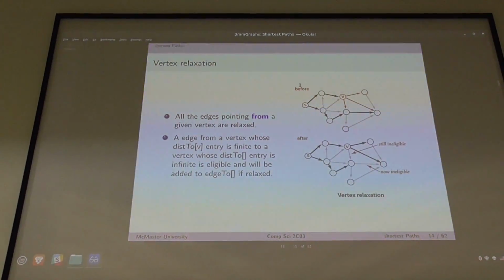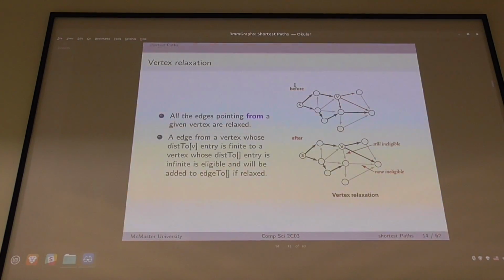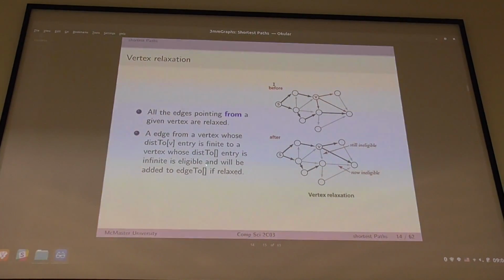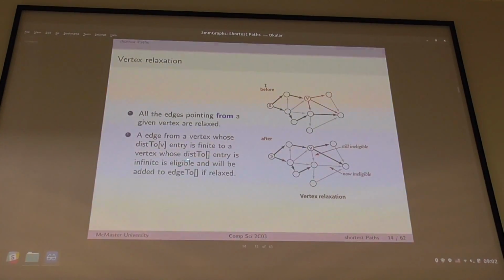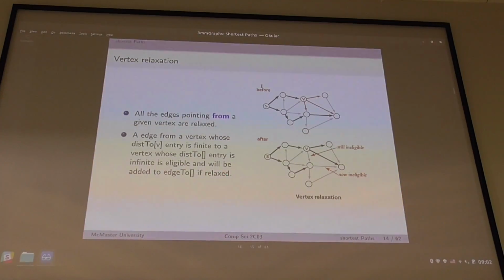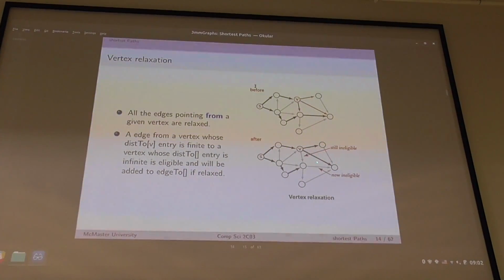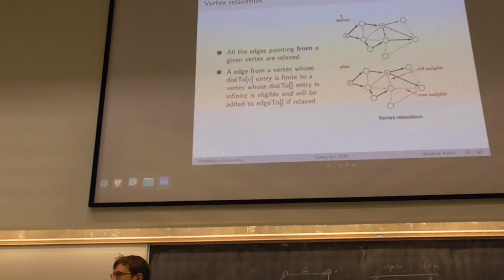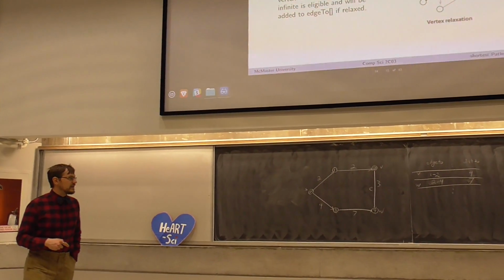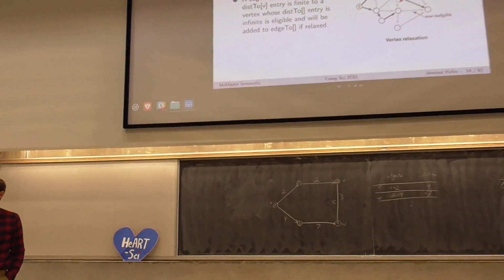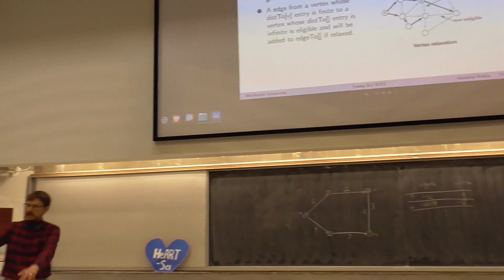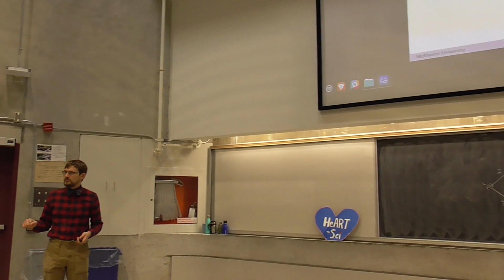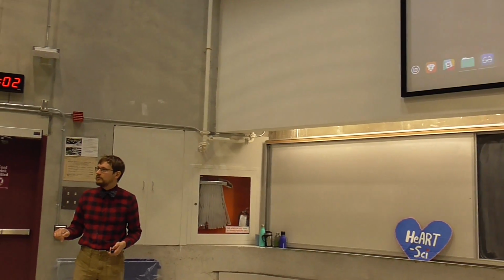So, an edge from a vertex whose distance to entry is finite to a vertex whose distance to entry is infinite, that is to say, from a vertex that's currently in the spanning tree to one that we wish to be in the spanning tree, is eligible and will be added to edge 2 if relaxed. Whenever we encounter a vertex that does not have a distance to already calculated for it, we just gobble it up. We assume that whatever vertex we're on, that's currently the shortest distance that we know about to that node.